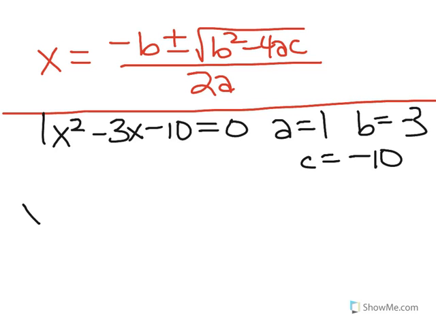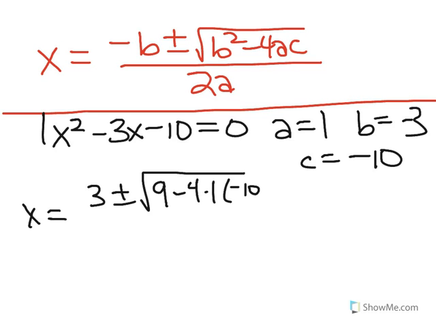Making our substitutions then, we have x equals the opposite of b, which would be the opposite of negative 3, which would be positive 3, plus or minus the square root of, under the square root sign, the square of negative 3, which is positive 9, minus 4ac, 4 times 1 times negative 10. And on the bottom I have 2 times a, which is 2 times 1, which is 2.